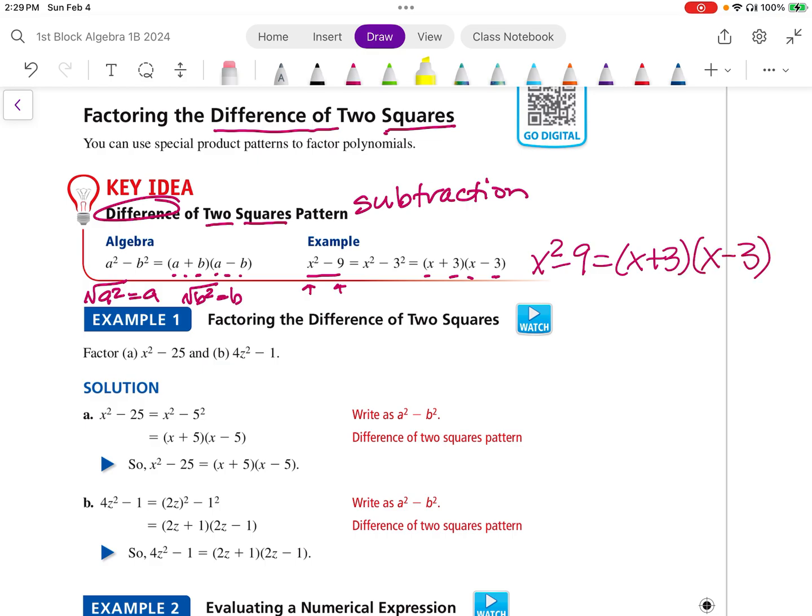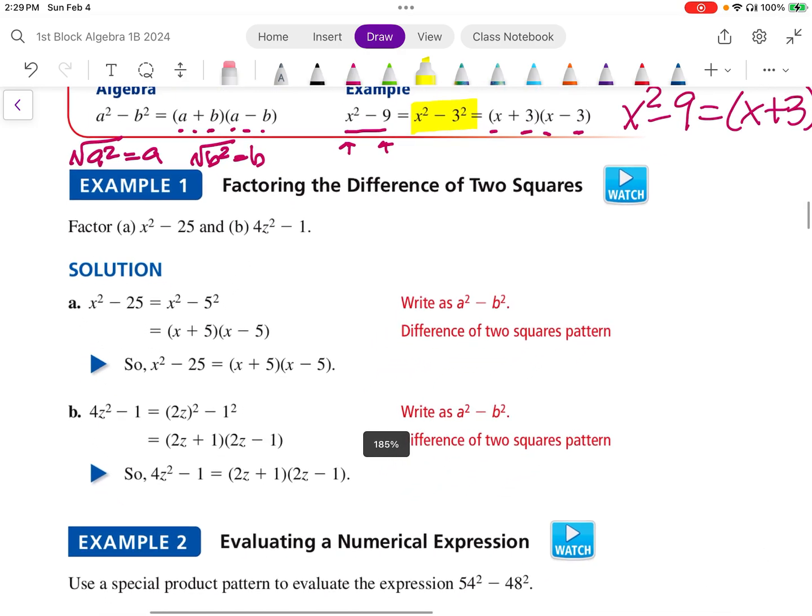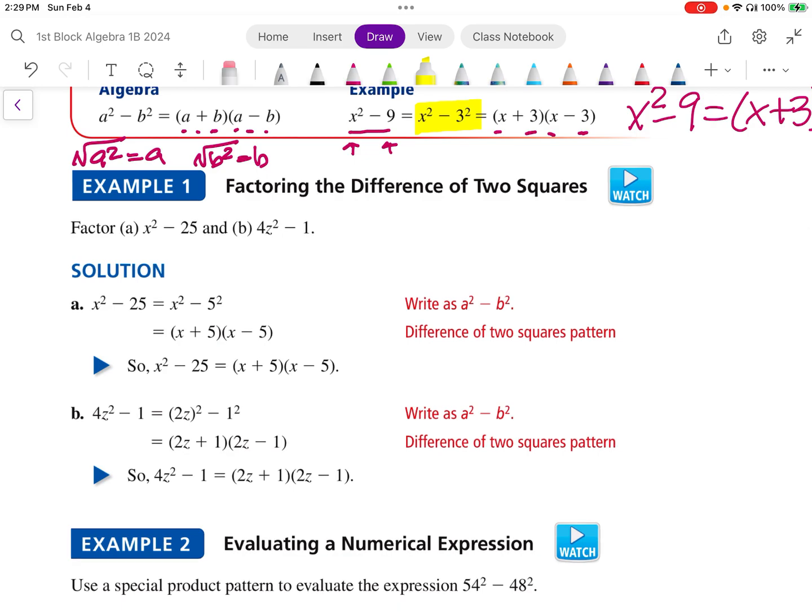This in between part, if it helps you to separate that and show what number is being squared or raised to the second power for that second term, you can do that. Sometimes that's confusing to people though, so I like to just show you kind of from the beginning to the end. Okay, so example 1, let's factor the difference of two squares.